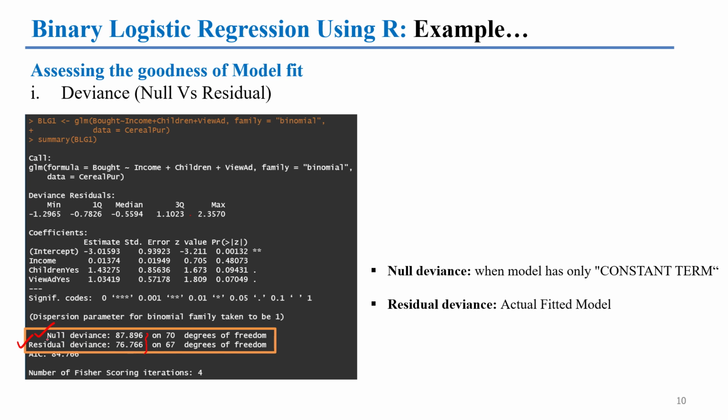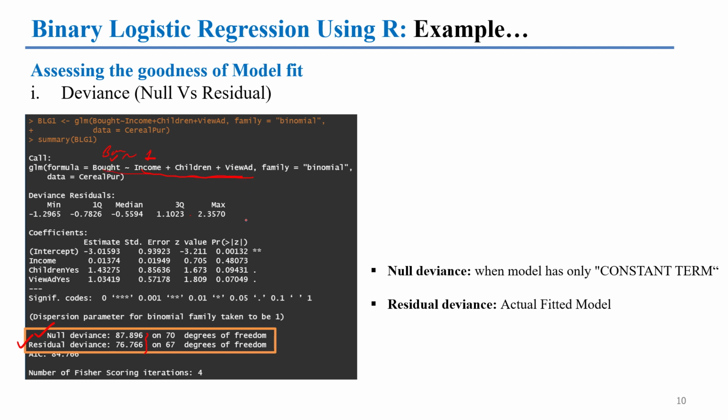So remember that the null deviance refers to a logistic regression model which has no independent variables. That means the logistic regression is fitted based on the dependent variable, that is bought, and the independent variable is considered as a constant, which is one. So it is comparing these two models: the one with only the constant, and the entire model.